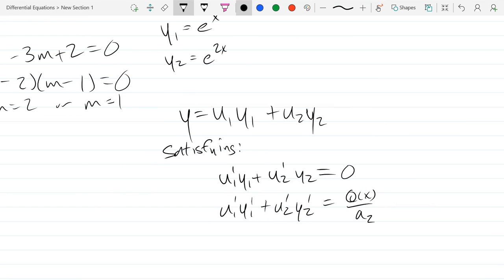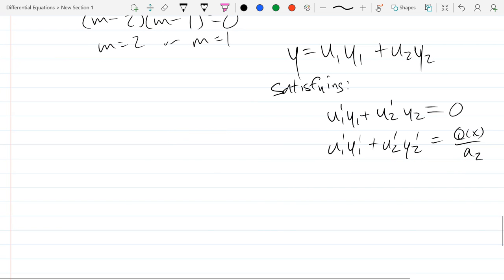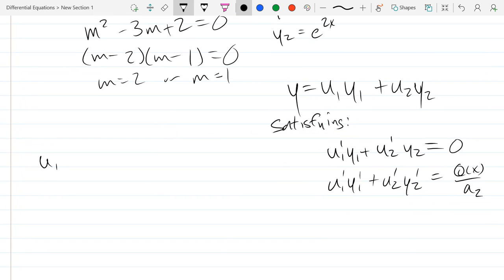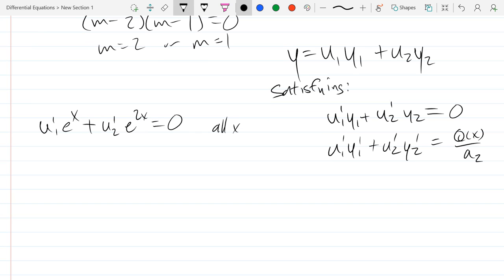So we'll fill in y1 and y2. Let's just fill in our y1, which is e to the x, and these equal 0 for all x values. So y1 prime is e to the x, and the derivative of y2 is 2e to the 2x. So I just rewrote those two equations with our y1, y2, and y1 prime, y2 prime.